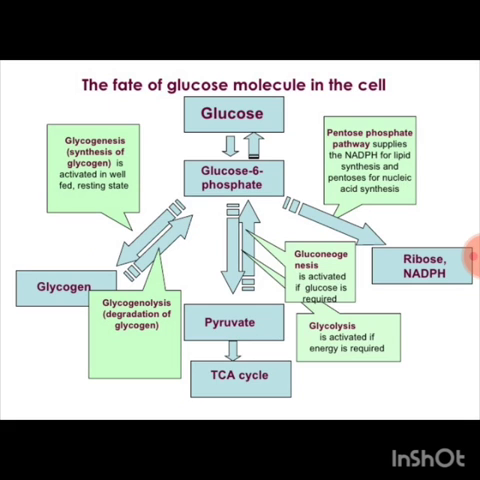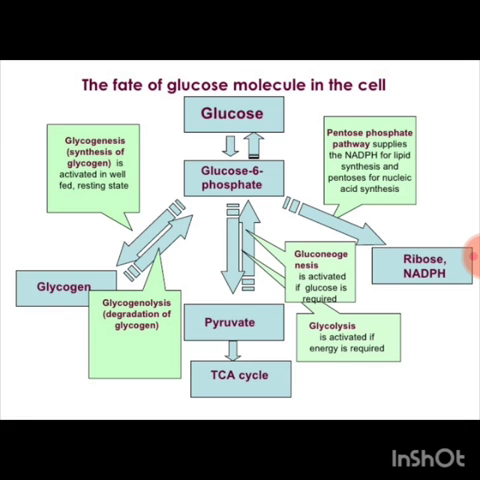Now the fate of the glucose molecule in the cell. First, when glucose is transformed into glucose 6 phosphate, it has three ways: it can transform into glycogen, pyruvate or ribose. When it transforms into glycogen, it is called glycogenesis, the synthesis of glycogen, which is activated in the well-fed resting stage. And when glycogen is transformed back into glucose 6 phosphate, the reverse transformation, it is called glycogenolysis, the degradation of glycogen.